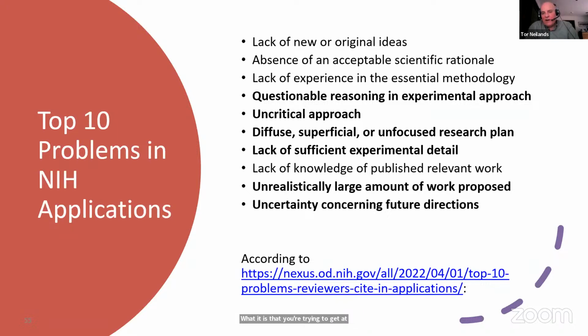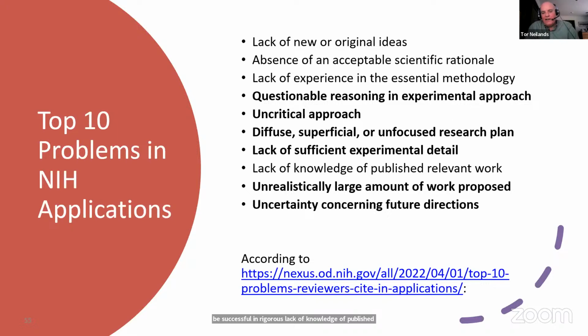Lack of sufficient experimental detail. This one's kind of tricky, because if you give too much detail, reviewers can get overwhelmed and bogged down. But if you don't supply enough detail, then reviewers don't have the requisite information they need to judge whether, in their opinion, the study will be successful and rigorous. Lack of knowledge of published relevant work, that's another one.